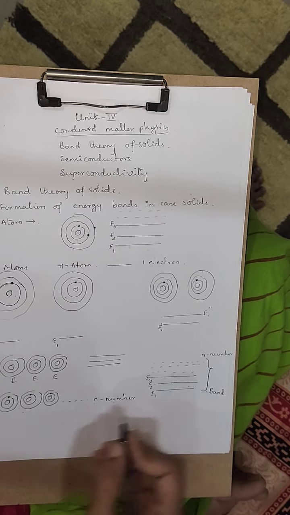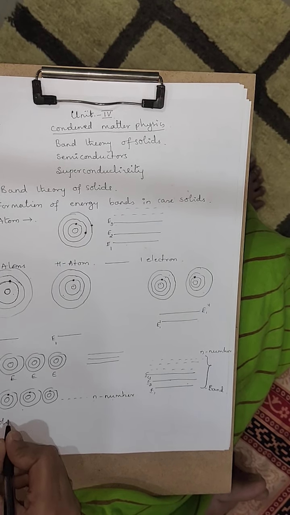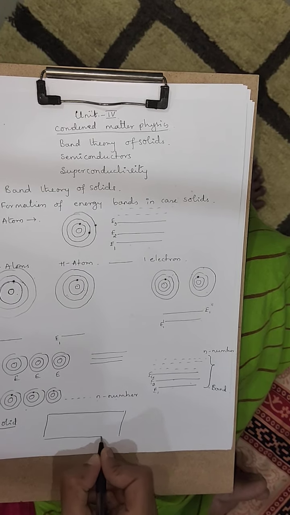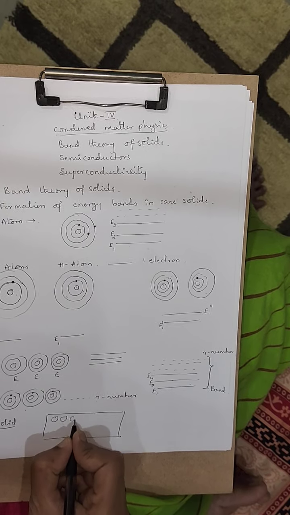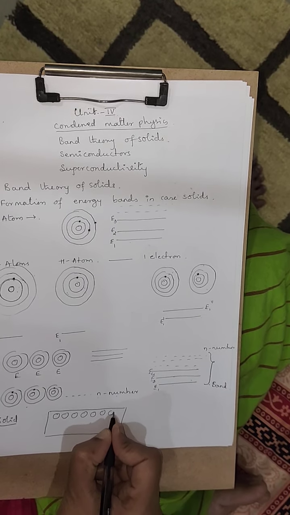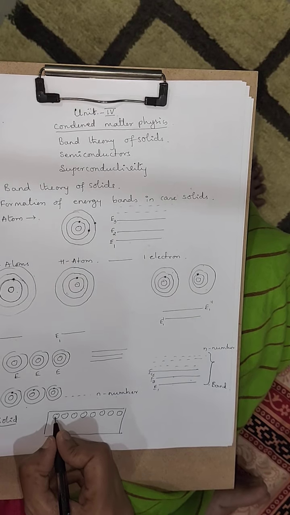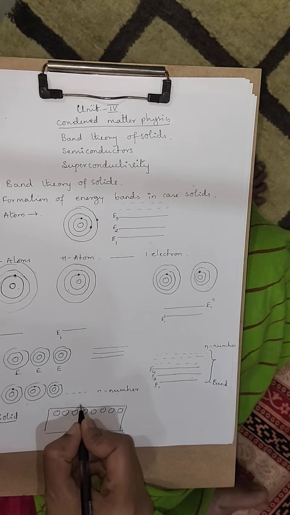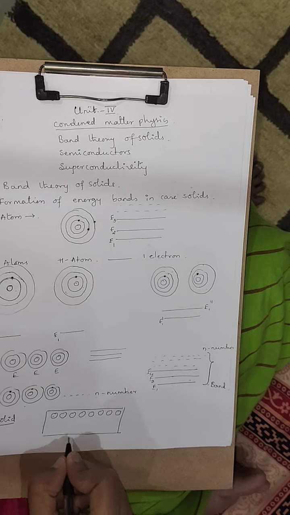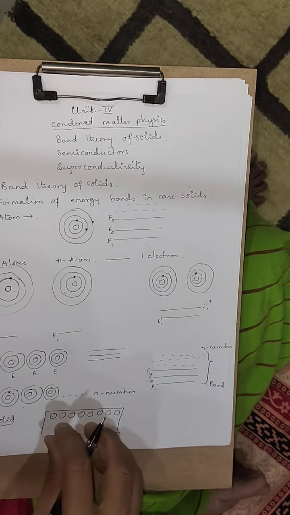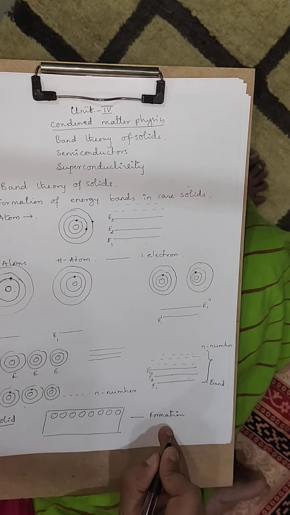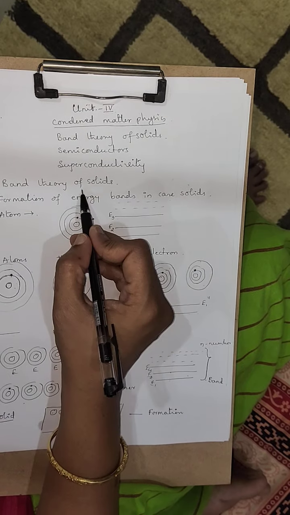So if I take now generally a solid, a solid is a material which has a number of atoms arranged very closely to each other. The atoms are packed very close to each other in case of solids. So every electron of one atom can interact with the other electrons. In this way, all the electrons will be interacting with the neighboring atoms in the solid, which leads to the formation of the bands. Here we understand about the formation of energy bands in case of solids.